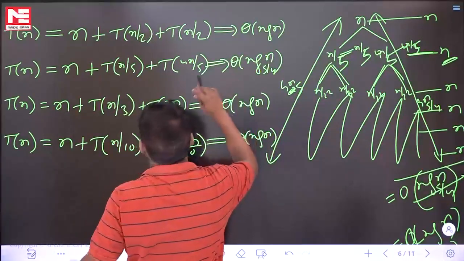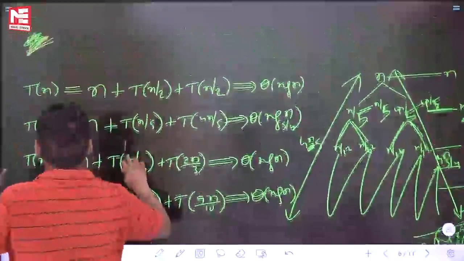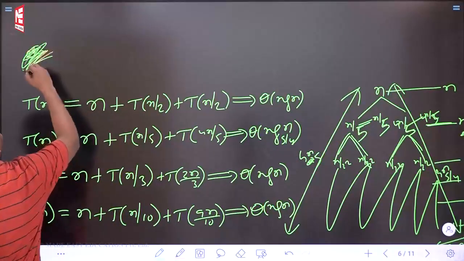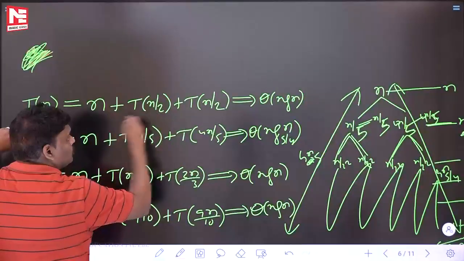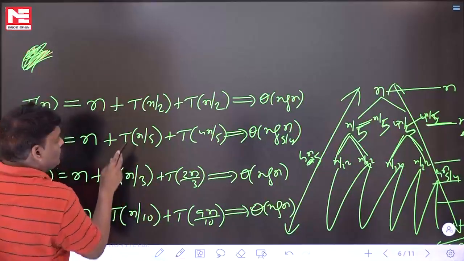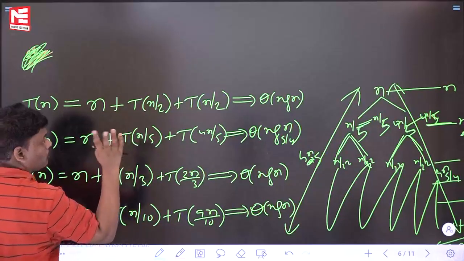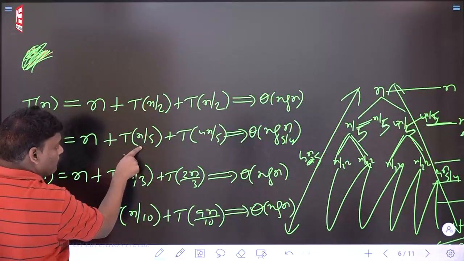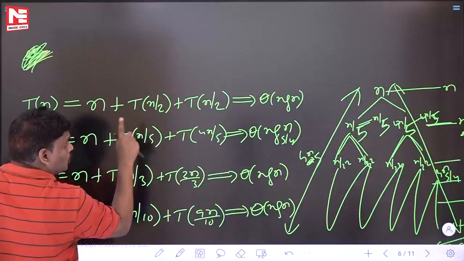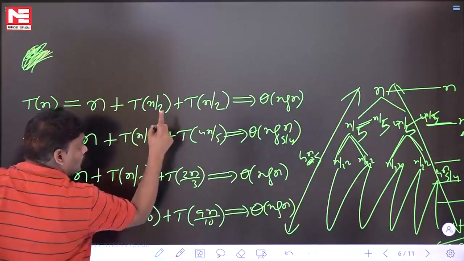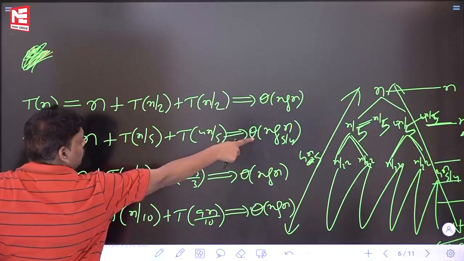I think by seeing this, everyone got one interesting line. What is that? Quicksort gives best case and average case not only for 50-50. See this, not only 50-50. Out of 100 elements, 20 on one side, 80 on the other side. Then also best case, average case.